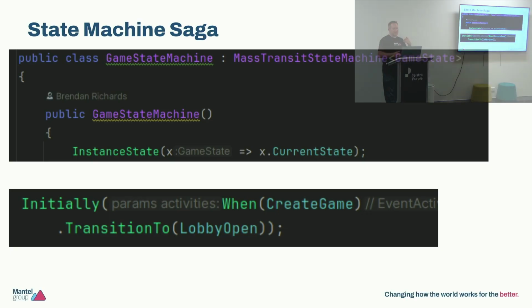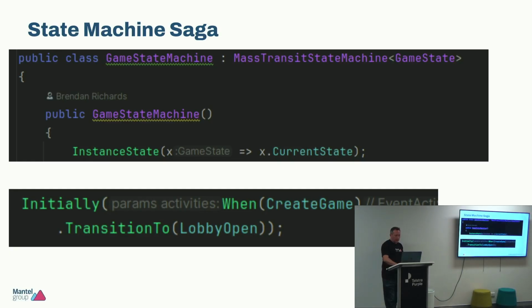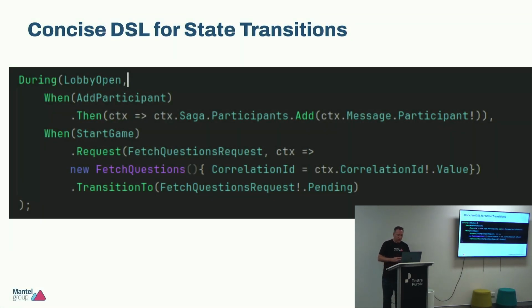So once we've defined the state for our state machine saga, we can start implementing our code. So what this piece of code here says is that initially, when the create game event is raised, we'll transition to the lobby open state. So what we've got here is almost a domain-specific language inside there for defining our state machine through this declarative language. So let's take a look at that a little bit more.